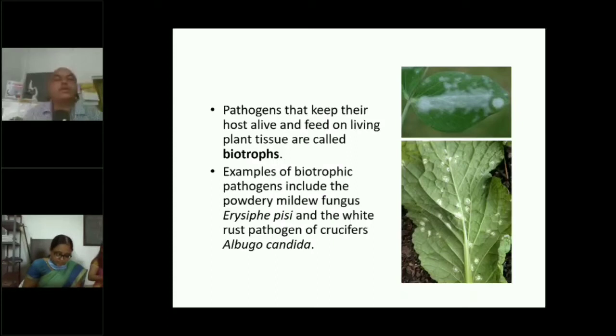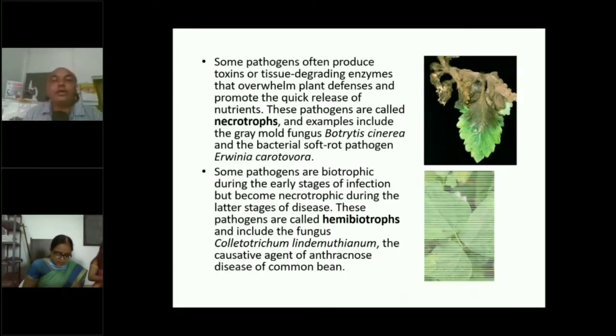Then we have necrotrophs, which have the ability to degrade enzymes and cause necrotic patches on leaves. Examples are Erwinia disease or Botrytis. This is a necrotroph. Then we have hemibiotrophs. Some pathogens are biotrophic in the early stages, and after infection they become necrotrophic. Therefore, they are called hemibiotrophs. The Colletotrichum fungus is a very good example of a hemibiotroph.